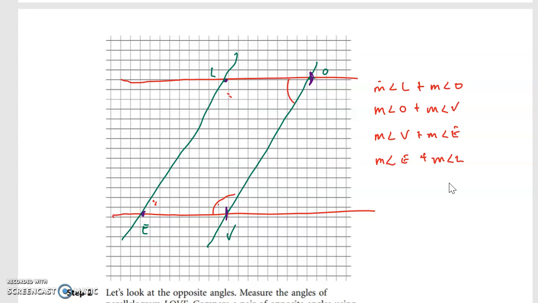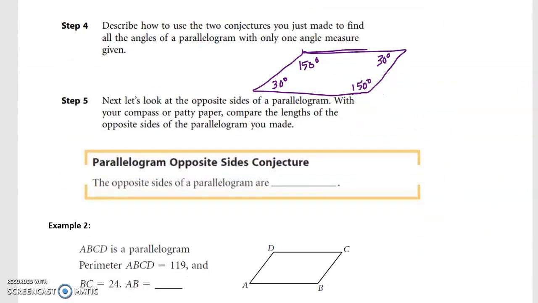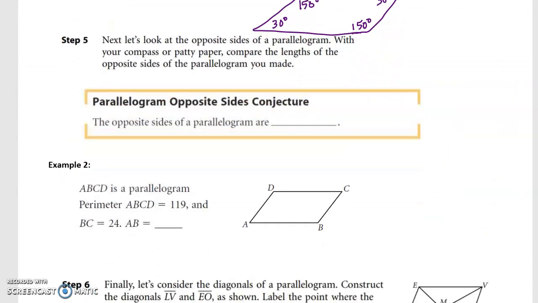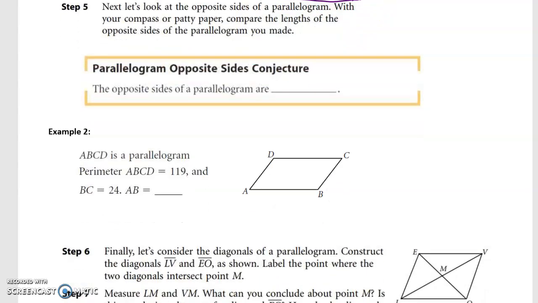Do that again. Put your stylus on E. Open up your compass to swipe up to L. And then compare that to segment OV. And you should again notice they're the same. So this is the opposite sides conjecture. The opposite sides of a parallelogram are congruent.